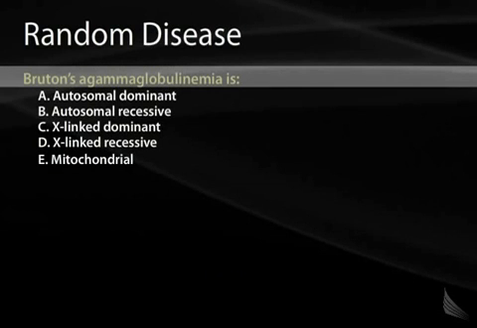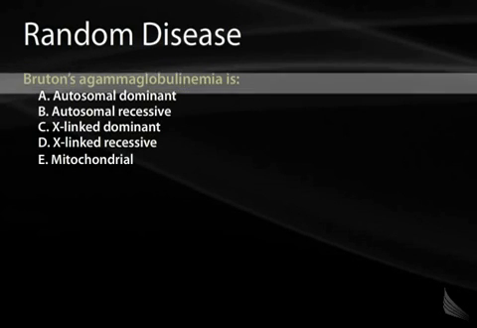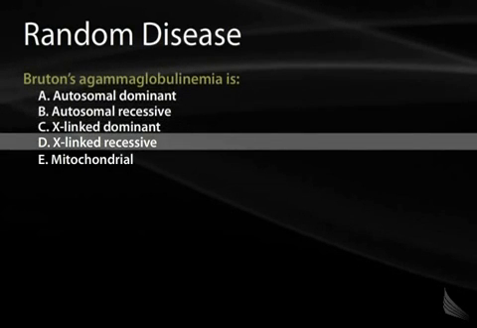And another question for you. Bruton's agammaglobulinemia is A, autosomal dominant, B, autosomal recessive, C, X-linked dominant, D, X-linked recessive, or E, mitochondrial? The answer here is D, X-linked recessive. Remember, Bruton's agammaglobulinemia is one of those immunodeficiencies, and we have lots of immunodeficiencies that are X-linked recessive. So if you're not sure on that one, your best bet would be to go X-linked recessive.